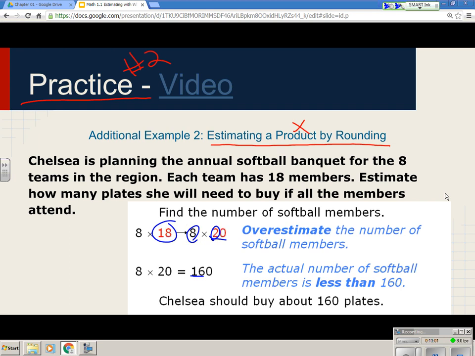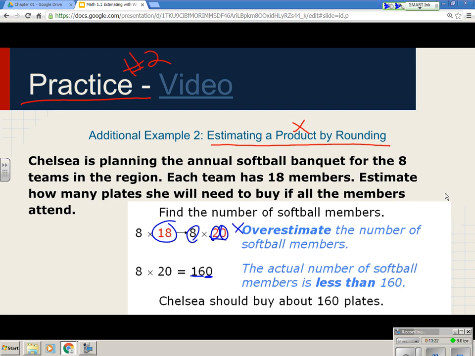And then I have to add the 0 in the ones place value from the 20. It's a placeholder. So I add it here right after the 16. I get 160. So the actual number of softball members we know is less than 160 because we know each team doesn't have 20 members. We know it has 18. But this is an example of overestimating.